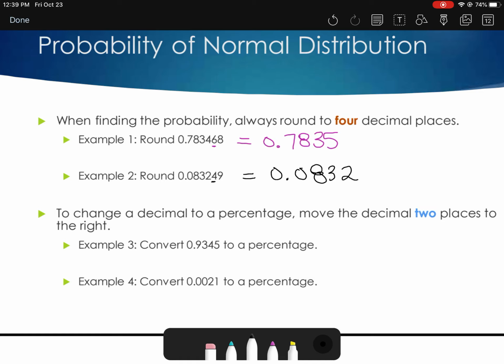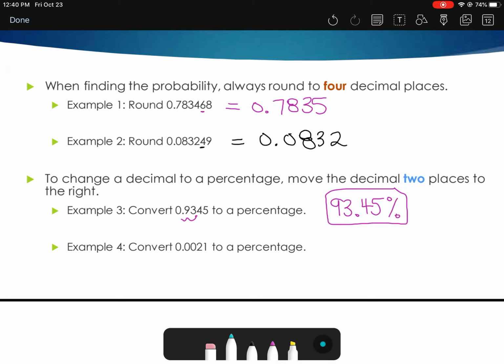So like I said, the reason we want 4 decimal places is because when we write our answer as a percent, it is with 2 decimals. So let's practice. I want to convert 0.9345 to a percent. So what you do is you just move it 2 to the right. So that gives me 93.45%. If you don't want to move it 2 to the right, you can also just times your answer by 100, or in Excel, you can actually express your answer as a percent and it will do it for you. So there's 3 options on how to get it from decimal to percent.